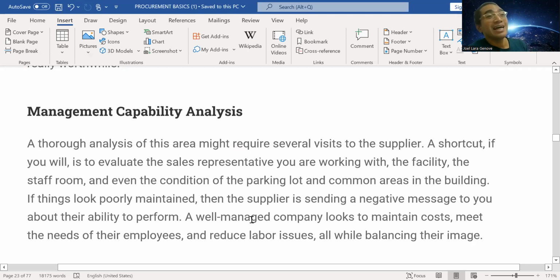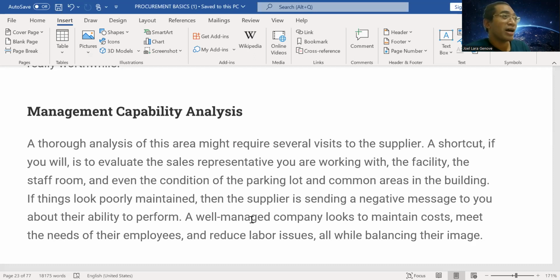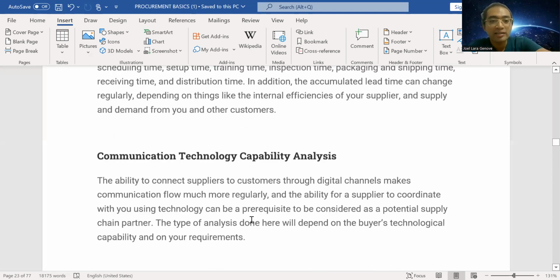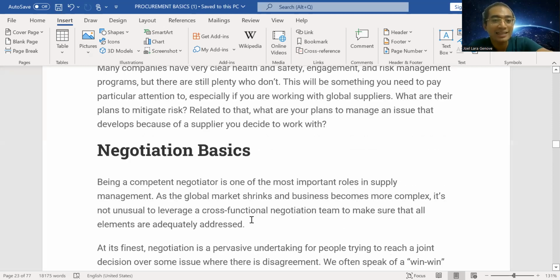Management capability. It's nice that you get to evaluate your partners or your suppliers, but make sure that you as well are meeting their requirements. Your company should also be in a good state, right? Does your company have a good facility? Does your company have a competitive working environment, a good staff room, before you scrutinize someone else? Service capability analysis. Okay, there are so many analyses that I can see here.